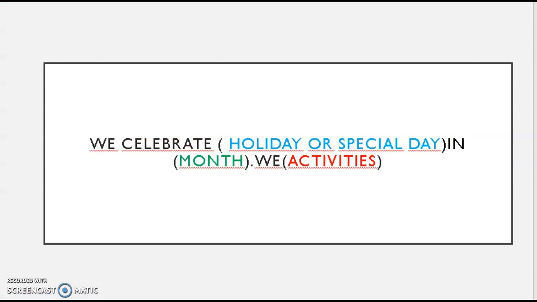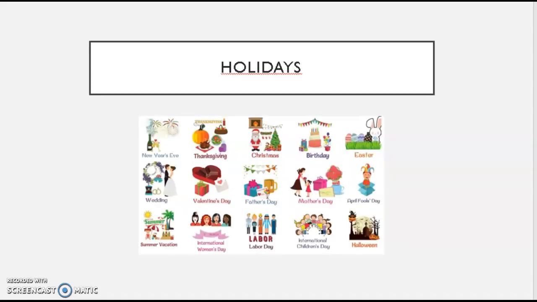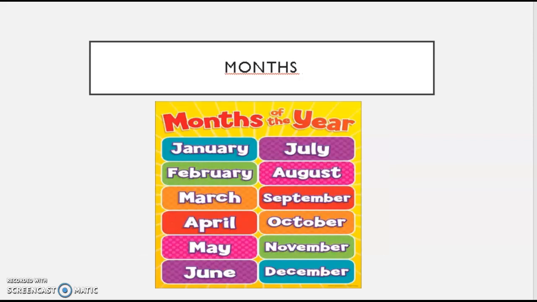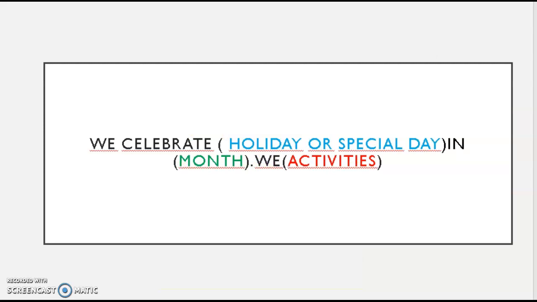We celebrate and we add one holiday or a special day in a month, and then we add the activities that we do together. For example, we celebrate and we are going to choose one holiday. Let's say that we are going to choose Mother's Day. Then we are going to select the month, August. Okay, so we go back to the sentence frame and we say, we celebrate Mother's Day in August.